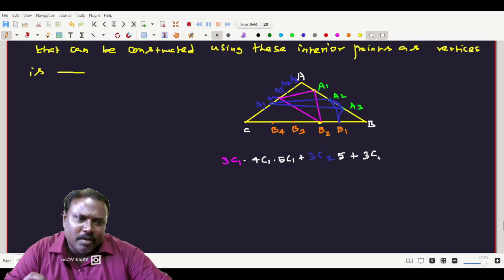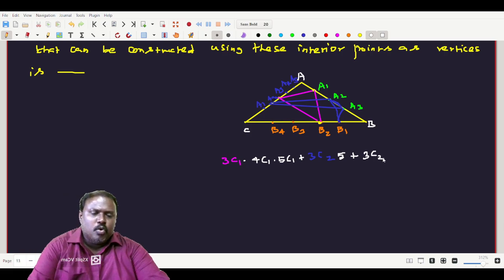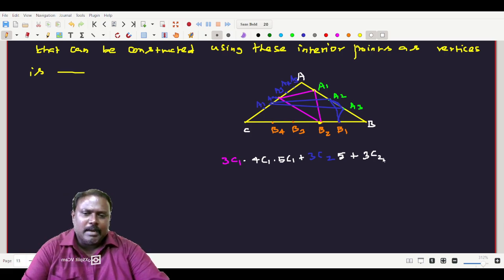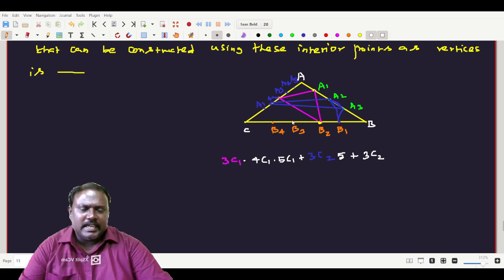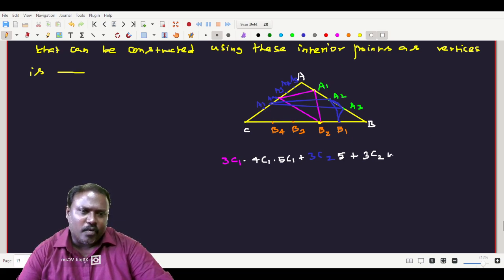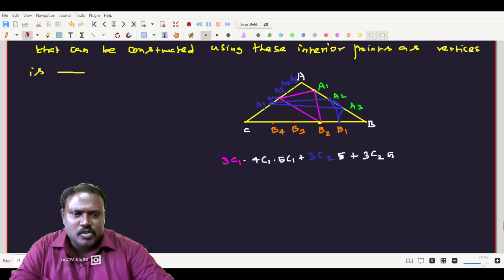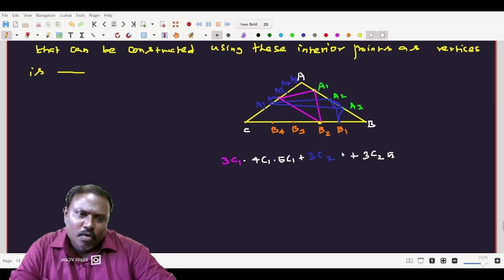And the number of ways of choosing two vertices along AB is 3C2, and selecting one vertex along AC is 5C1, that is 5. Actually here I said BC, right? So the number of ways of selecting one vertex along BC is 4C1, that is nothing but 4, right? And then similar things we can do along the side BC.